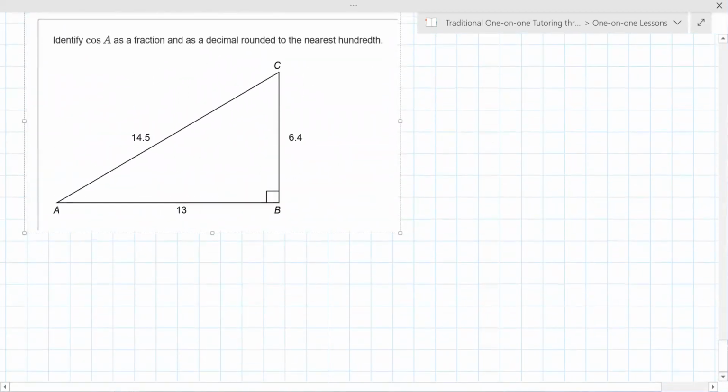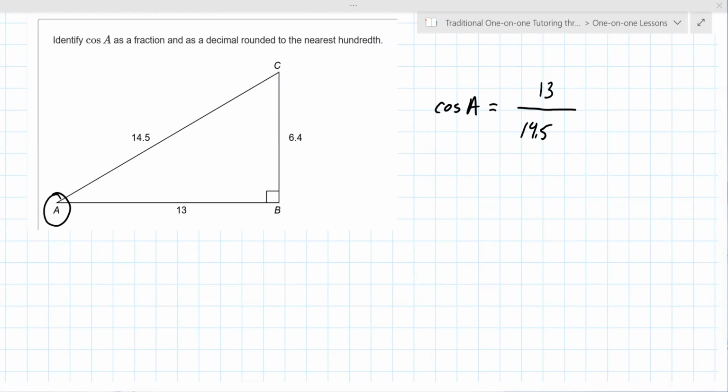So you have to figure out where A is. Okay, there's A. And then cosine is what over what in words? Adjacent over hypotenuse. So which is the adjacent? The adjacent would be 13. And the hypotenuse would be 14.5. Good. No more complicated than that. You're going to see a lot of repetition here in what we just did. So have that calculator out.